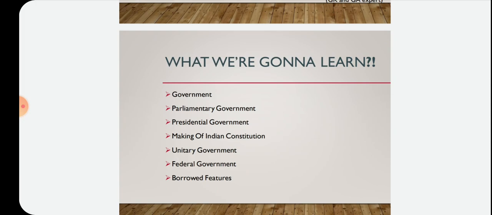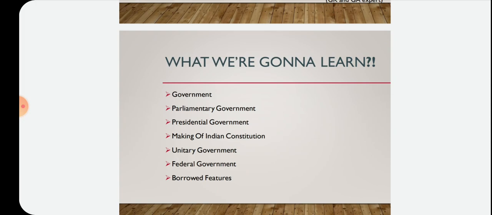Let's discuss what polity is about. What is the meaning of polity? What do you understand by polity? Polity, it is all about the process of government. The process by which the government is formed, how it functions. All of this comes under polity.